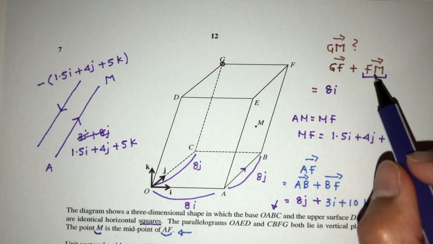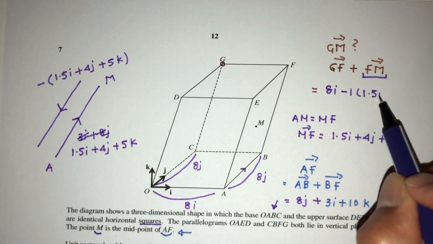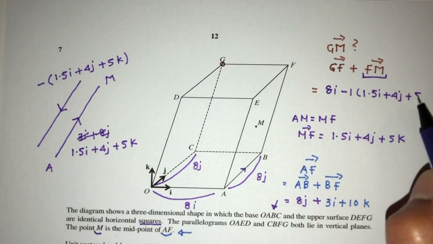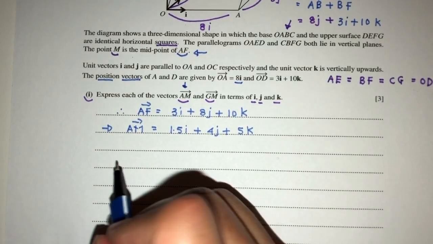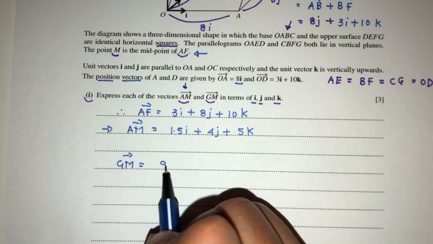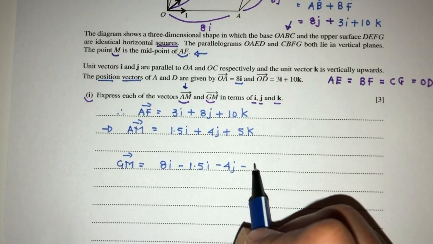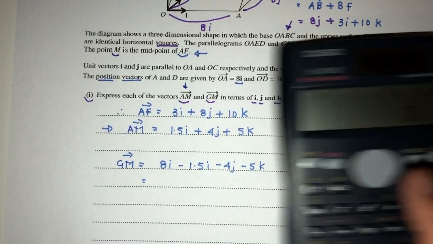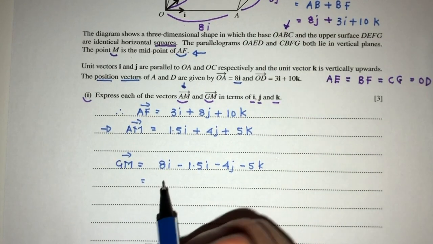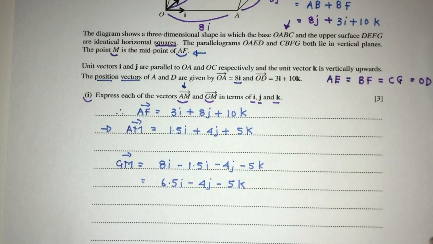Now, to find the opposite direction, we have to apply minus 1 in front of this value. Let's see what we get. Okay, let's simplify. For part 1, right now we have GM has to be the value of 8i minus 1.5i minus 4j minus 5k. 8 minus 1.5 should be 6.5, minus 4j minus 5k. So this is your value of AM and GM.